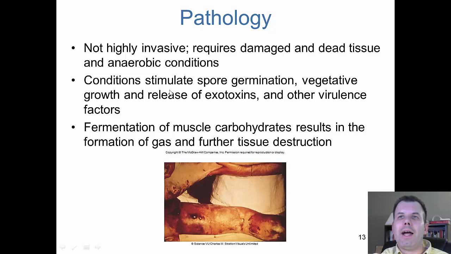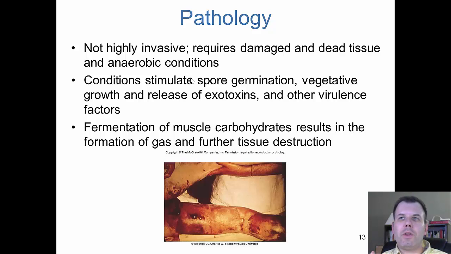Okay, it's not highly invasive and requires damaged and dead tissue for anaerobic conditions. Again, you have to get these things in deep tissue and they have to get in really deep where there's no oxygen present. So it's not something that you're just going to pick up from a skin cut or something like this. It's going to be a real crushing type of injury that allows for a lot of these spores to get in, and then the skin really closing up on itself so that it causes the oxygen not to be into that area. If oxygen's there, the spores are not going to hatch, and so that's the biggest thing.